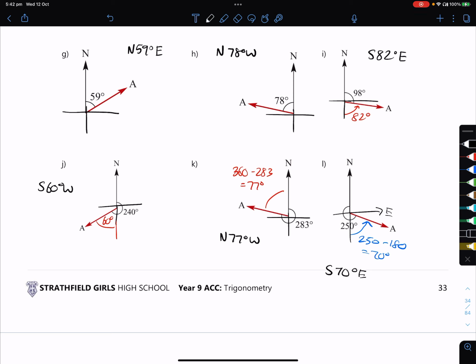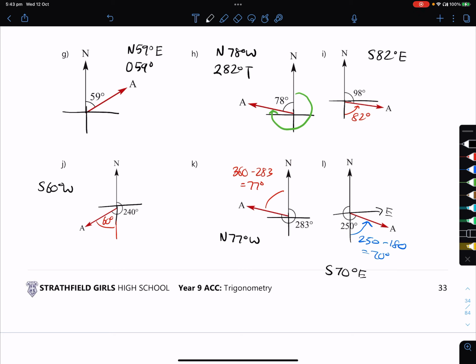Now, the other thing is we have to find the true bearing. To find the true bearing of each one of these, we start from a northerly direction and go clockwise until we hit that line. So the first one is just 59 degrees. The second one will require us to find this whole entire angle. Starting from north, going in a clockwise direction, that's 360 minus 78, which is 270 plus another 12, so 282 degrees.